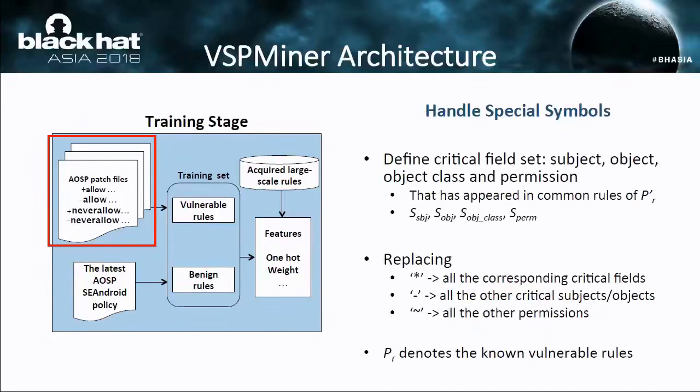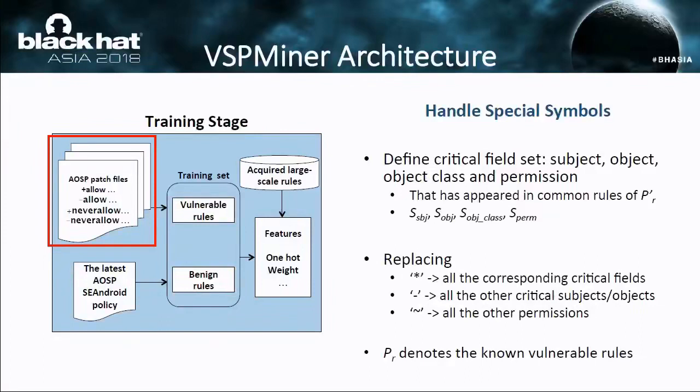To handle these special symbols, our strategy is to transform them into concrete rules. So we define some critical fields, such as the four fields like subject, object, and so on. A critical field is defined as one that appears in R prime, because those are the common rules in R prime. As a result, we get several sets that describe all the different critical field information.